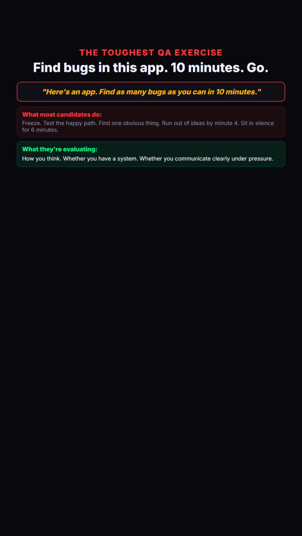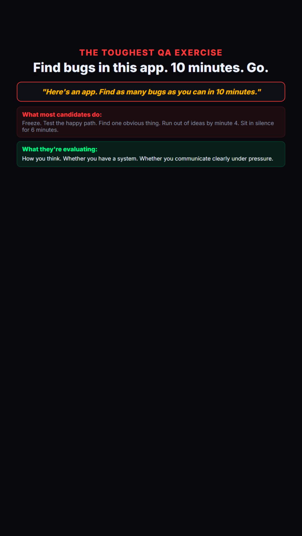Here is the thing, the interviewer is almost never primarily evaluating whether you find a specific bug. They have already found all the bugs in this application. They built the exercise. What they are evaluating is how you think. Whether you have a system. Whether you can communicate clearly under pressure. Whether you are someone they want making testing decisions on their product.